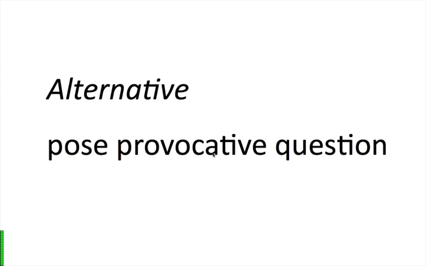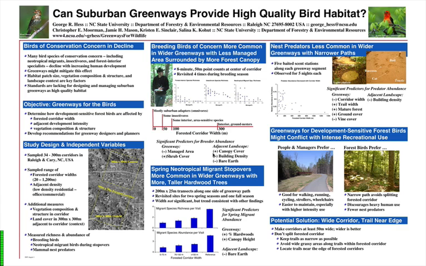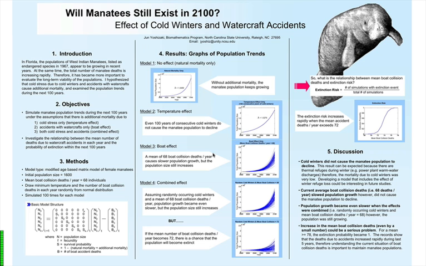An alternative, if you can't create a results-oriented title, is to ask a provocative question. The hope here is that viewers might be interested in learning what the answer to the question is. So a couple of examples. Can suburban greenways provide high-quality bird habitat? Will manatees still exist in 2100? Now, you can imagine that if you take these posters to a conference on conservation, let's say, there will be people who are interested in finding out the answer to those two questions.